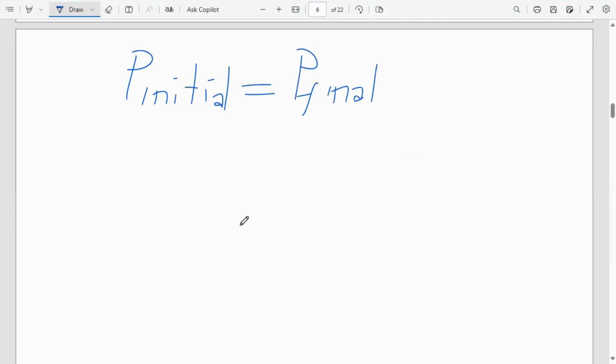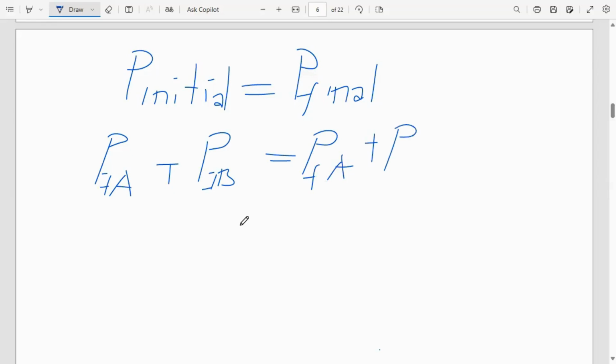If we use conservation of momentum, that means the initial momentum, P initial, should be equal to the final momentum. So we have the momentum of A plus the momentum of B, which are the initial ones, so let me put P_i. This should be equal to the final momentum of A plus the final momentum of B, like that.